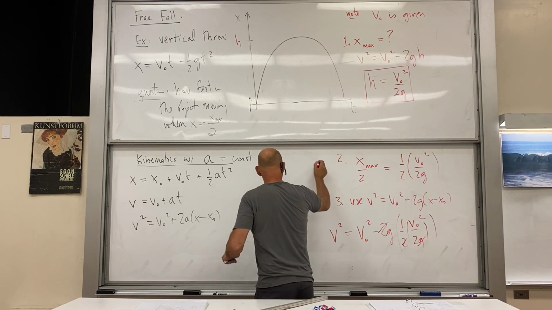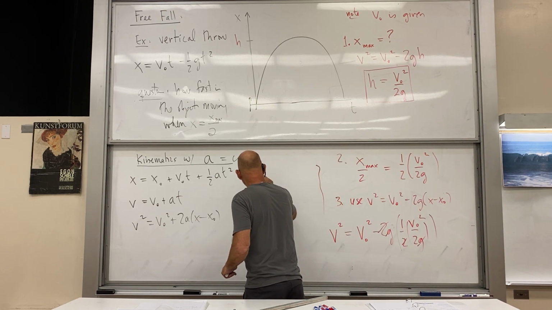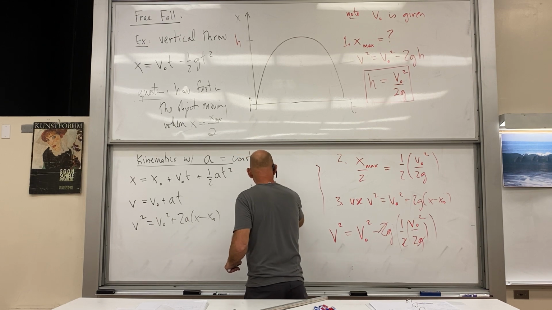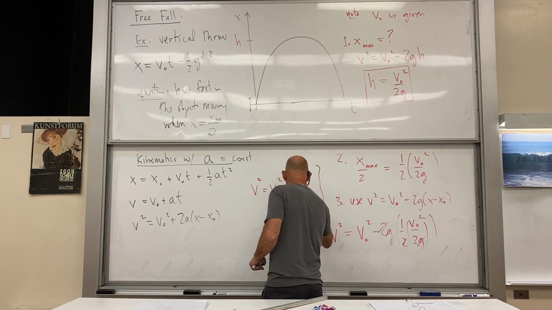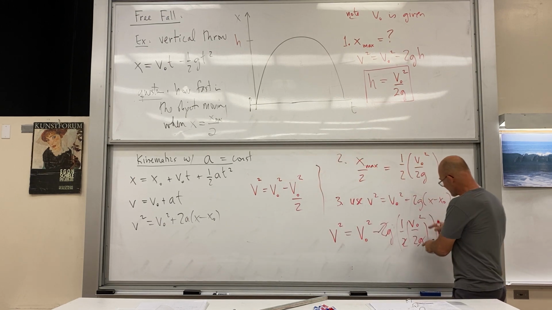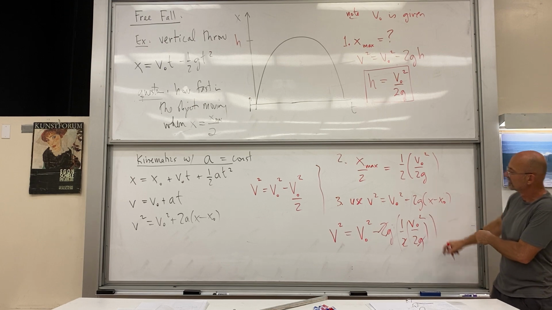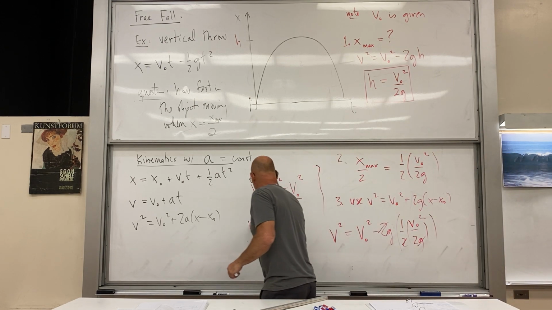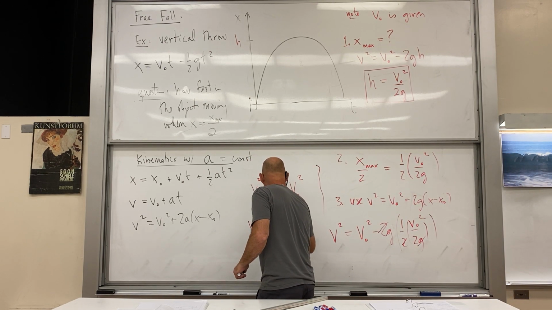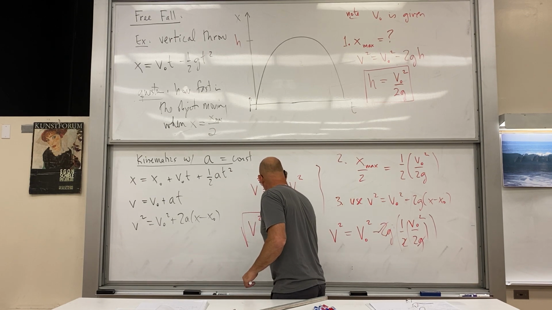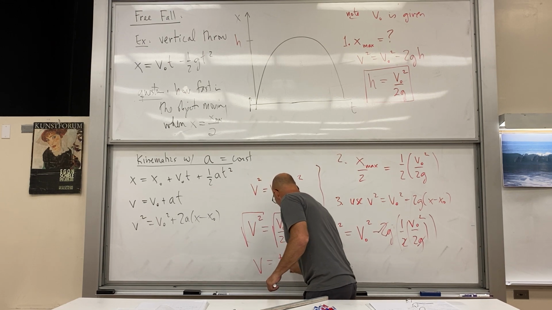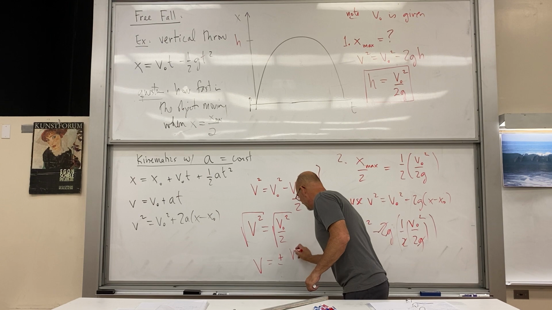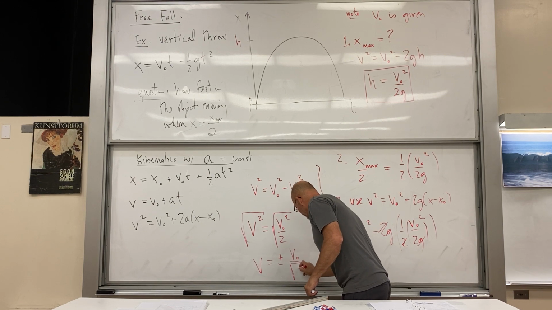So solving, v squared equals v0 squared minus v0 squared divided by 2, because that's what was left here, so make sure you follow that. V squared is equal to v0 squared divided by 2. Take the square root of both sides. V equals plus or minus v0 divided by the square root of 2.